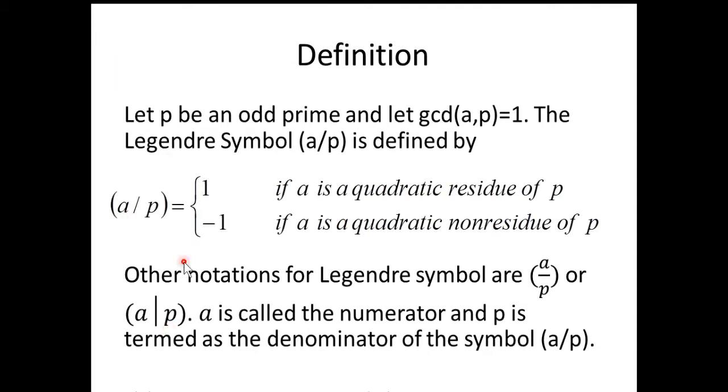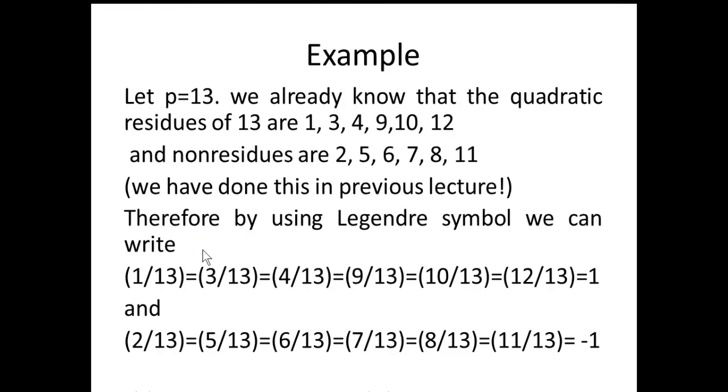So how to define this Legendre symbol? How to find the value of the symbol? So a upon p has value 1 if a is a quadratic residue of p, and this has value minus 1 if a is a quadratic non-residue. And when we say that a is a quadratic residue of p, it means x square congruent to a mod p has a solution. So if this has a solution, then a upon p has value 1. And if that congruence doesn't have a solution, then a upon p has value minus 1.